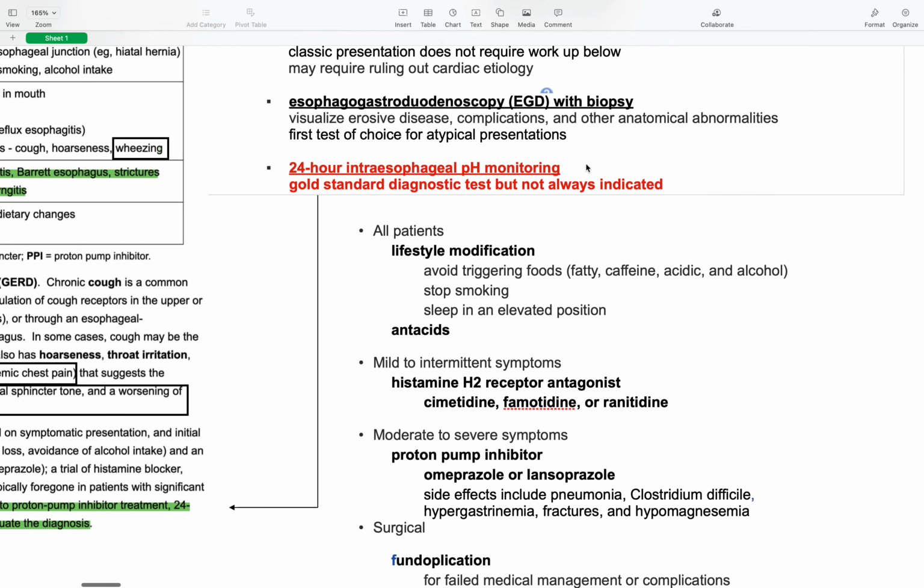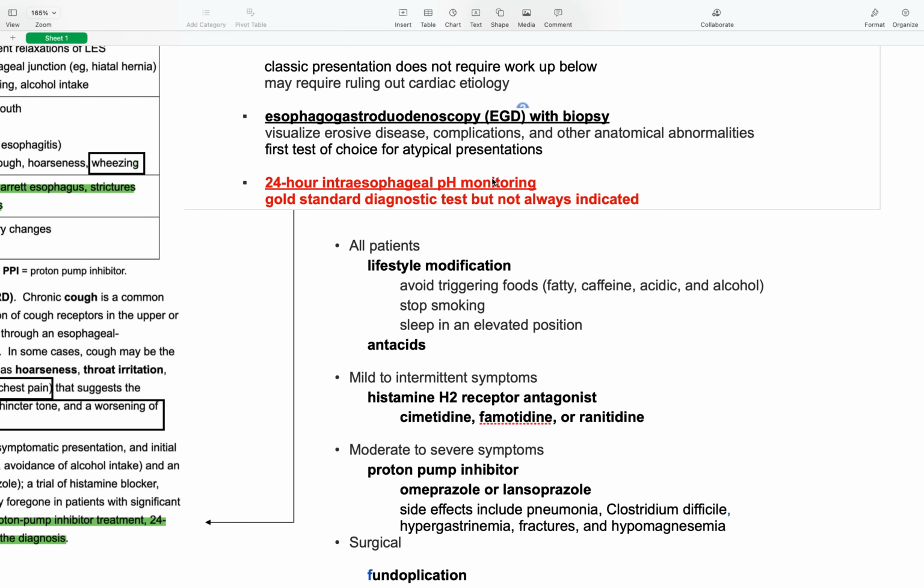If the question asks you what's the gold standard diagnostic test, then you would pick 24-hour intraesophageal pH monitoring. And if the question asks you what would be the most initial test, okay, if the diagnosis is clear enough, then you depend on the clinical presentation, okay? And if the symptoms are atypical, then you would do an endoscopy with biopsy. So what is the management?